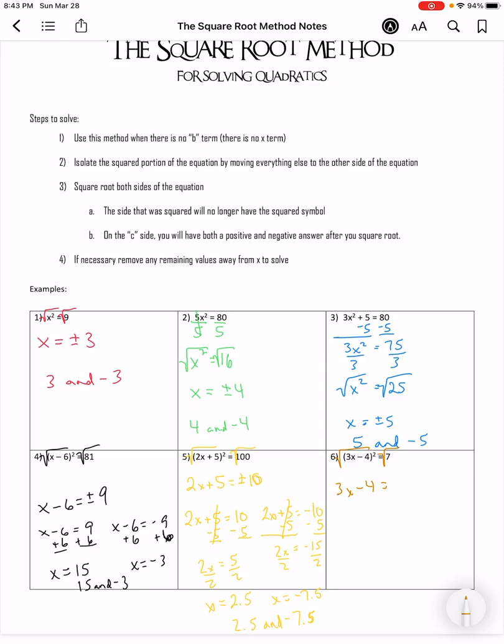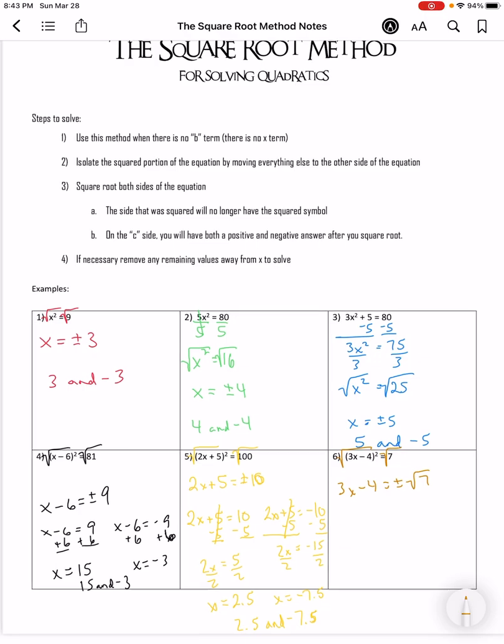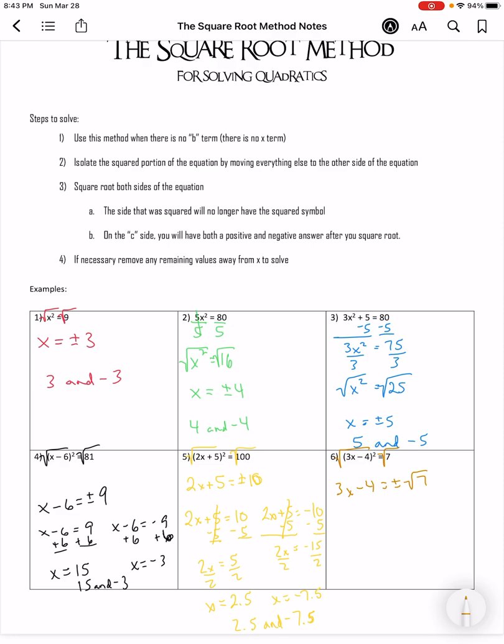So we have a couple of options. Sometimes on an assignment or a test, the square root is left there with the number inside it. So in this case, we're going to start with plus or minus the square root of 7, and we're going to leave it that way for right now. So we're going to say 3x - 4 equals the positive square root of 7, and then 3x - 4 equals the negative square root of 7.